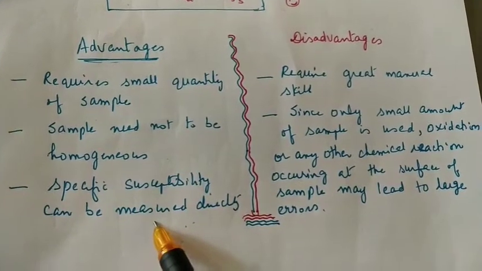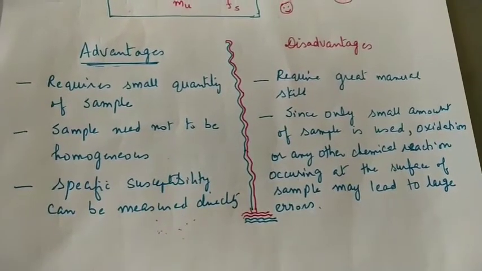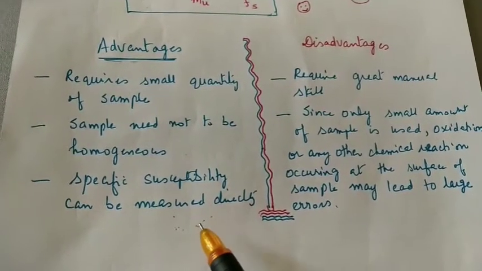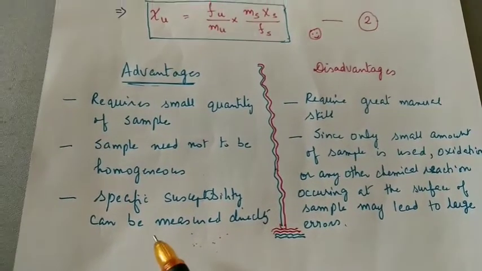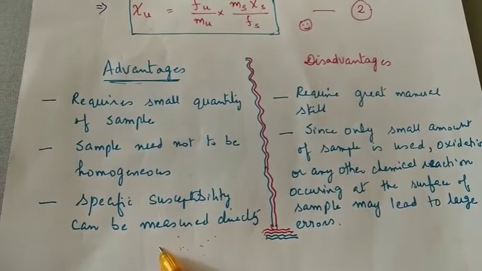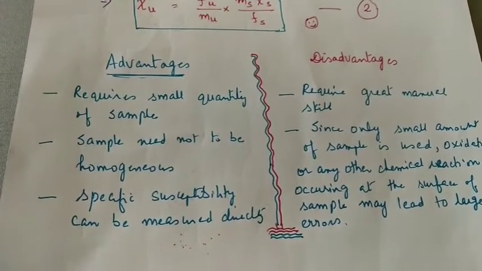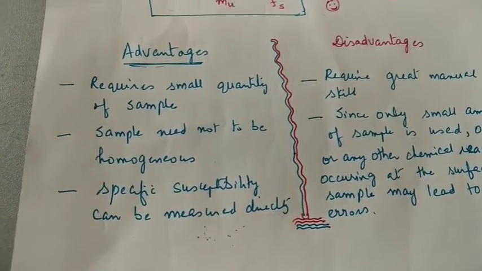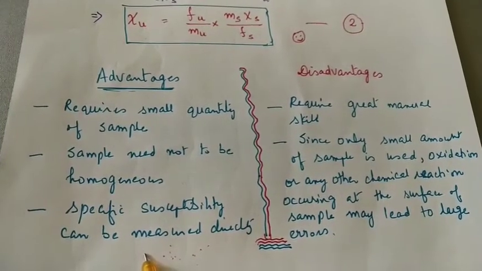You know, in the Gouy method, I told you it gives the volume susceptibility. This volume susceptibility has to be converted to the specific susceptibility, because from the specific susceptibility we can find the magnetic moments, which we will discuss in the next lecture. To convert the volume susceptibility to the specific susceptibility, we require an accurate value of density, and it is difficult to obtain an accurate value of the density in the case of a solid, because the values vary according to the nature of packing of the substance. So this is the benefit of Faraday over the Gouy method.